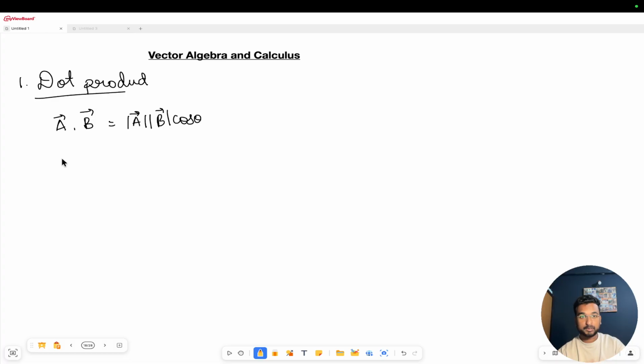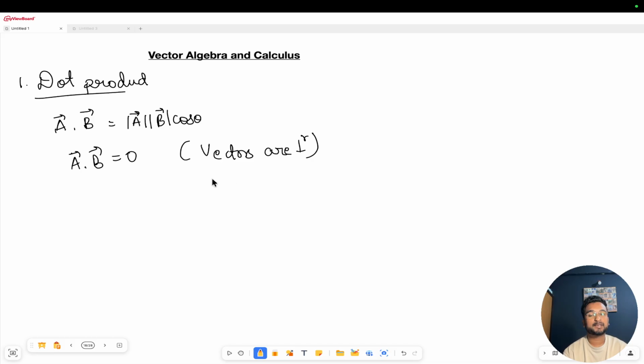Okay, so you can see that if we have to check whether two vectors are perpendicular to each other or not, then what you have to do? Perpendicular means they have 90 degrees in between them. So if any two vectors' dot product comes to be 0, then the vectors are perpendicular. You can say that they are perpendicular.